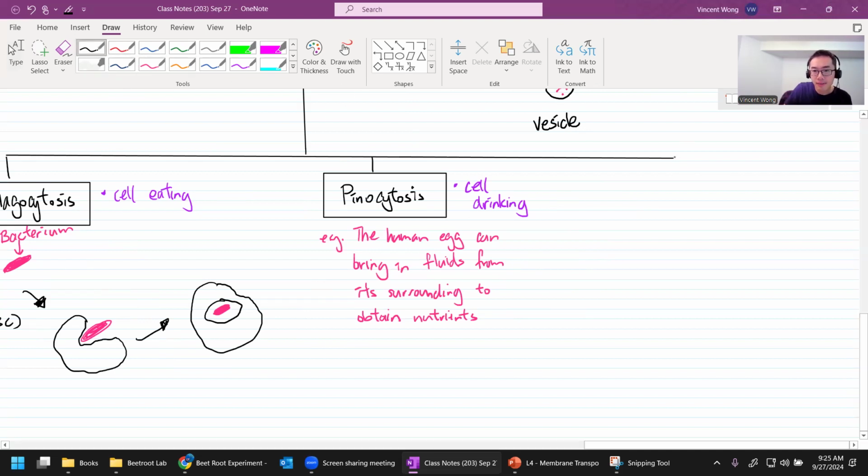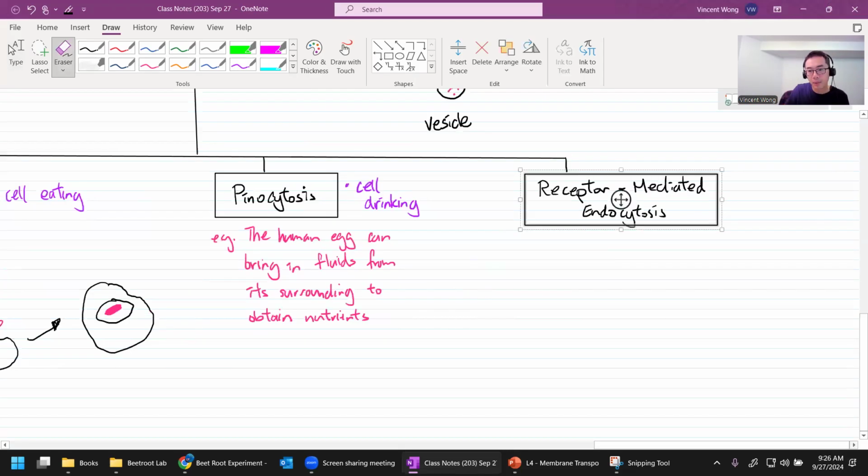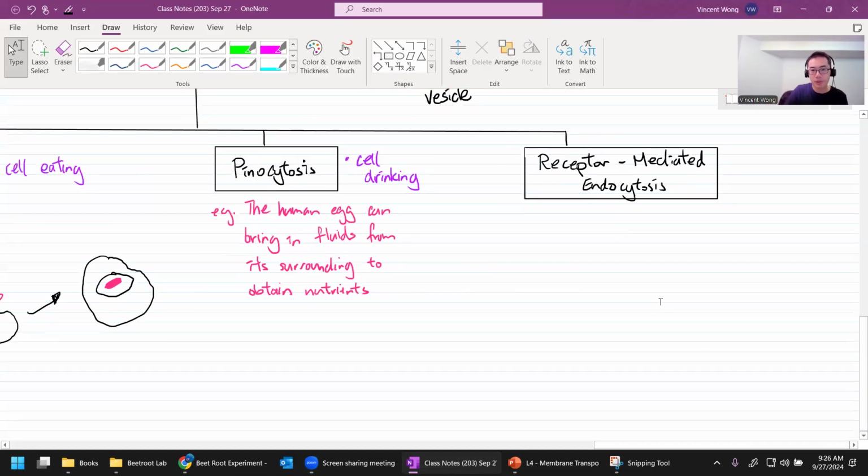And last one. Okay, thank goodness. It's the receptor mediated endocytosis. It's a very long name. It's a mouthful. I will show you. I'll draw it for you first because as soon as you see it, you will understand it, and then I can explain to you more.